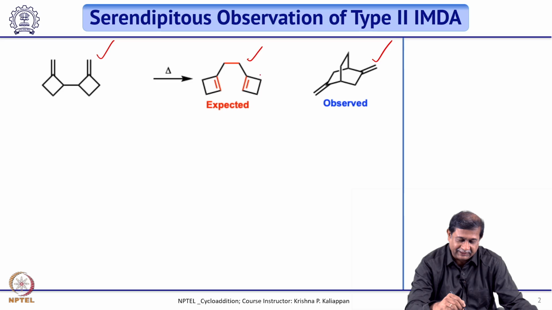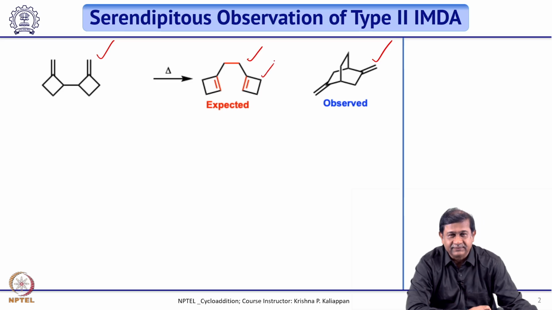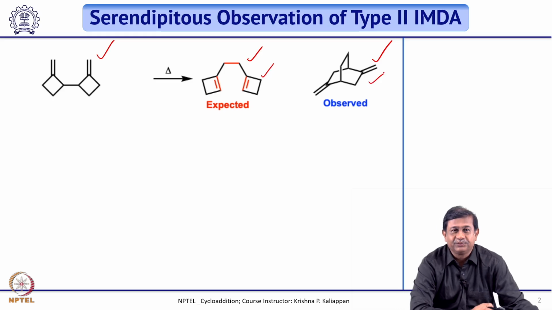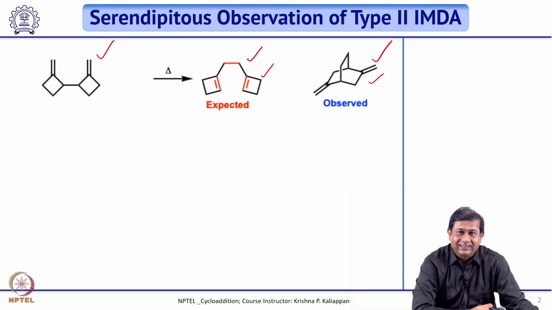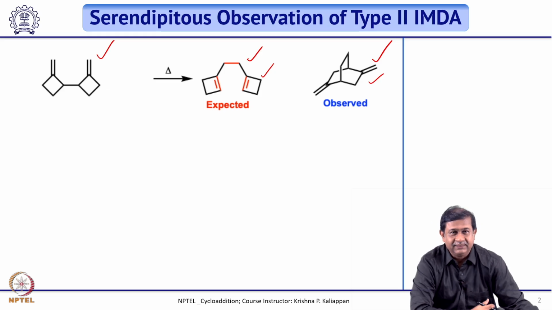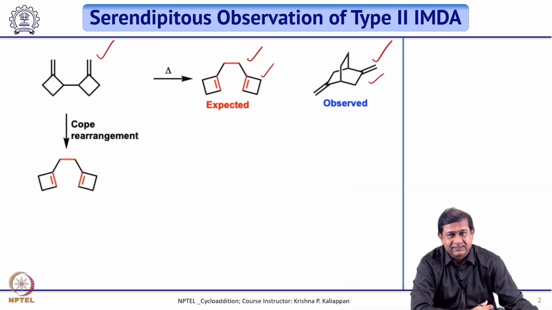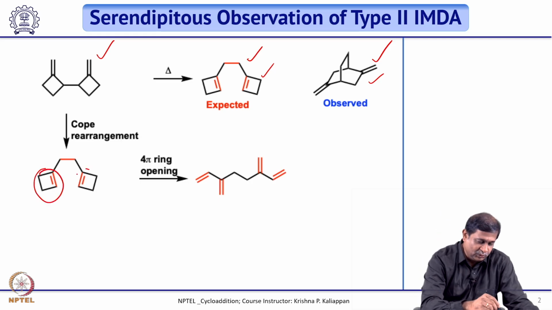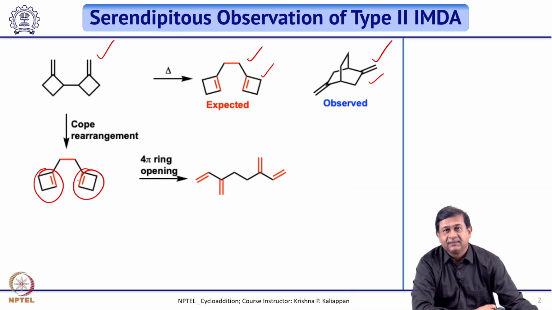You can see a huge difference between the expected and observed product. In the expected product, you have two cyclobutene rings connected by an ethano bridge, whereas here he got a bicyclo[2.2.2]octane system with two exocyclic double bonds. So what actually happened in this reaction? As expected, in the first step it underwent a Cope rearrangement, that is a 3,3 sigmatropic rearrangement, to get the expected product, but it did not stop at that stage. Since it has two cyclobutene rings, and a cyclobutene ring, if you heat it, is well known to undergo a thermal electrocyclic ring opening reaction, that is what happened.